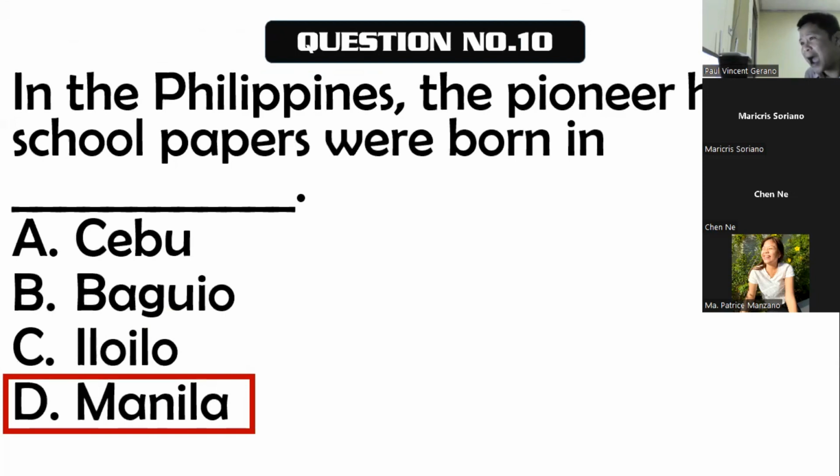The pioneer high school newspaper, school publication, high school publication ay nasa Manila. Okay? Dito nagsimula ang high school publication sa Pilipinas. Okay? Ang title ng kauna-unahang high school publication ay ng newspaper, at ito po yung title, The Coconut. That's the name of the first high school newspaper in the Philippines.